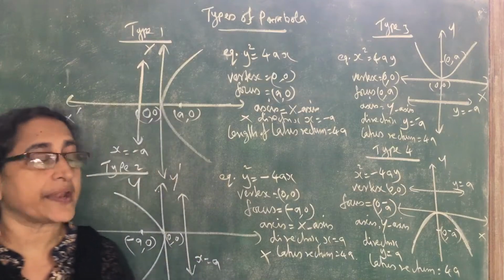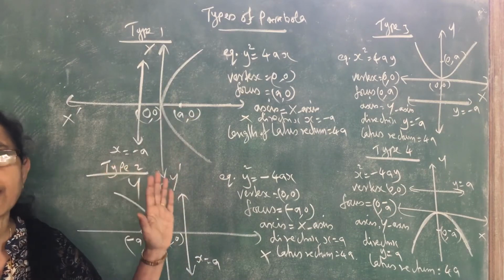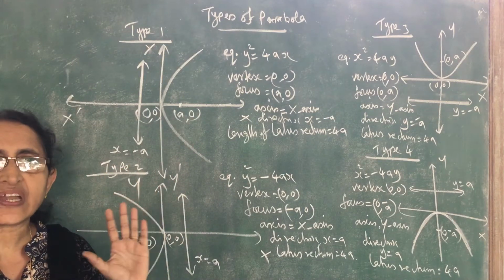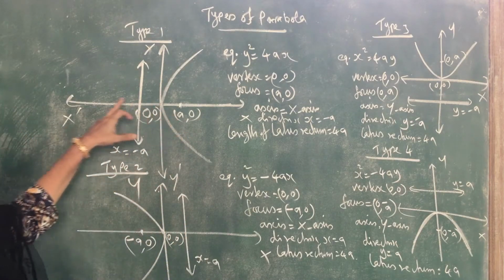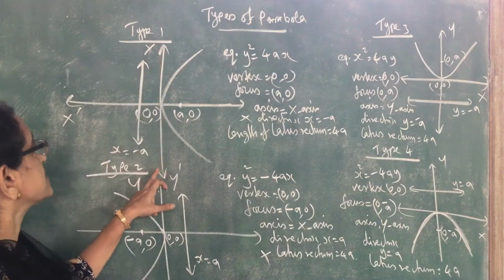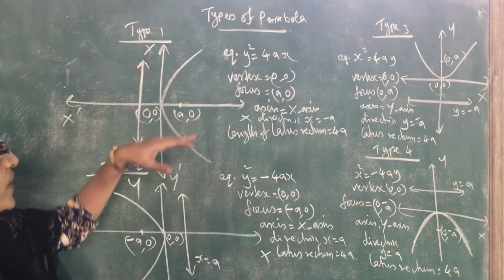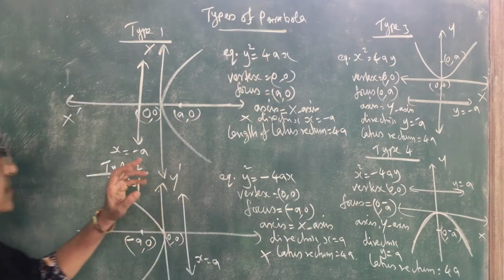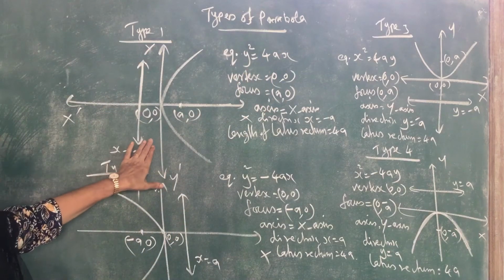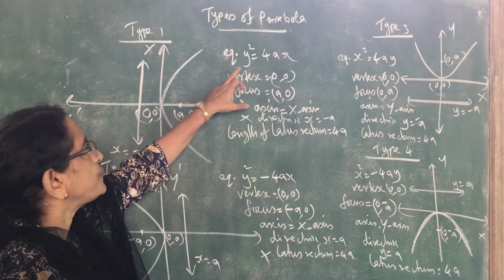Different types of parabola. You have to study 4 types of parabola, and you have to study only the parabola with vertex at the origin. Vertex at the origin. So this is the x-axis, y-axis. The equation of the first type of parabola is y square equal to 4ax.